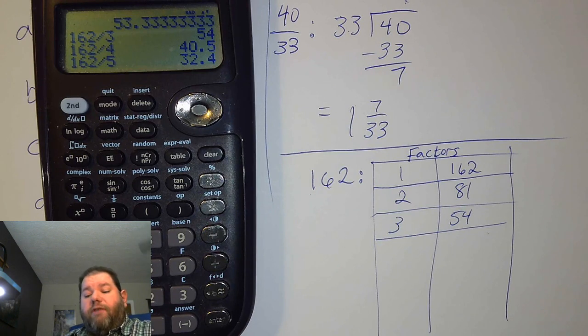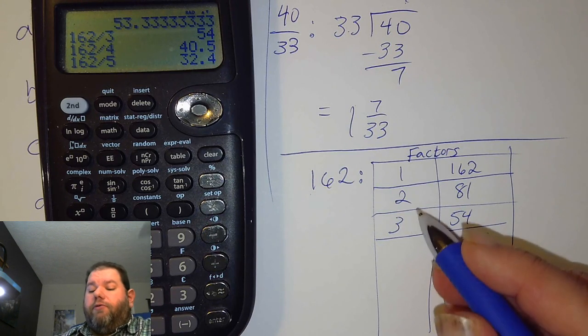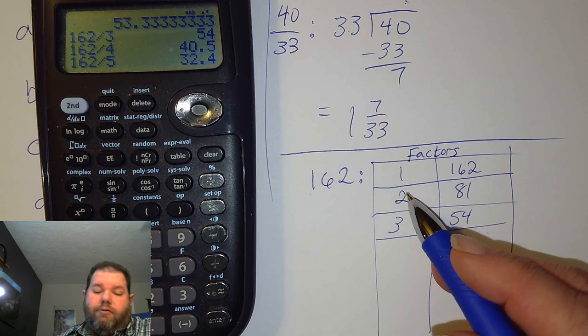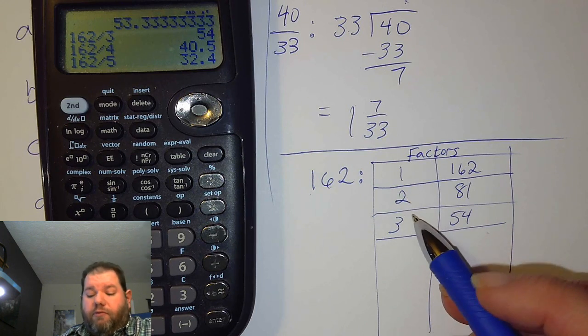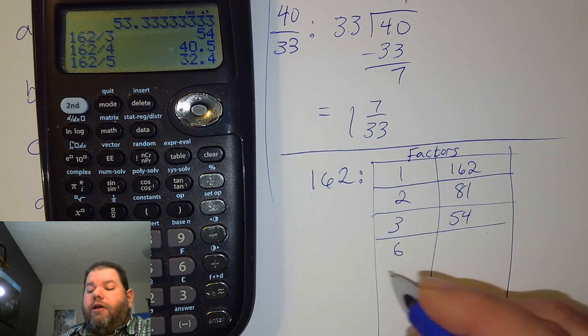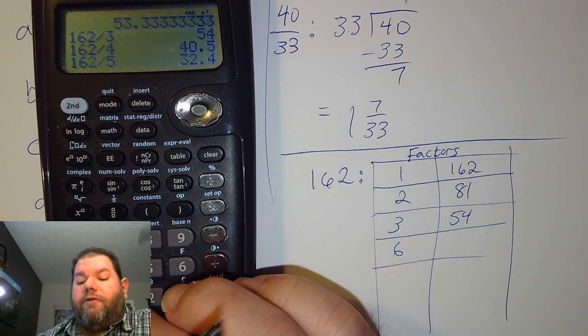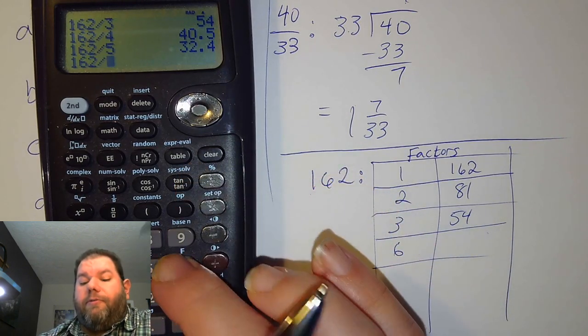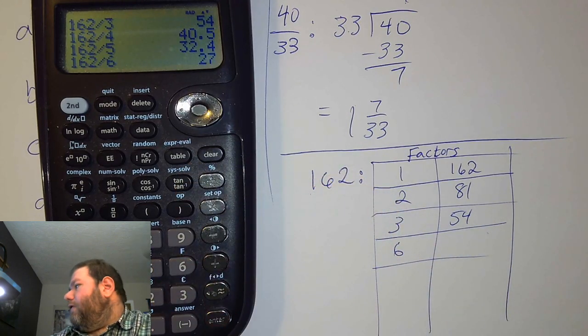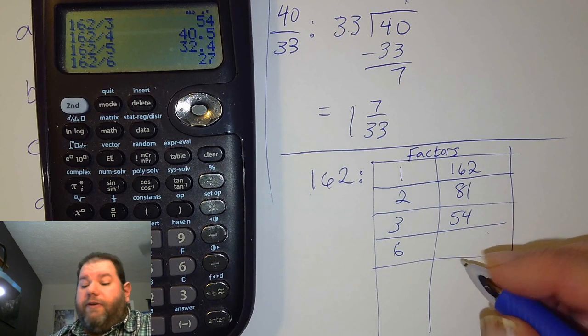For 6, the only way we can check for 6 being a factor is if 2 and 3 are both factors, which is actually true in this case, so we should have 6 being a factor as well. We can double check what number that actually is. It turns out to be 6 times 27.